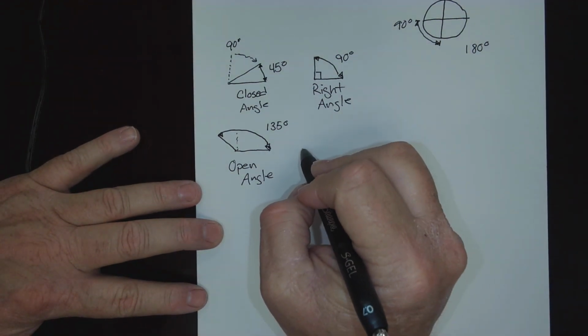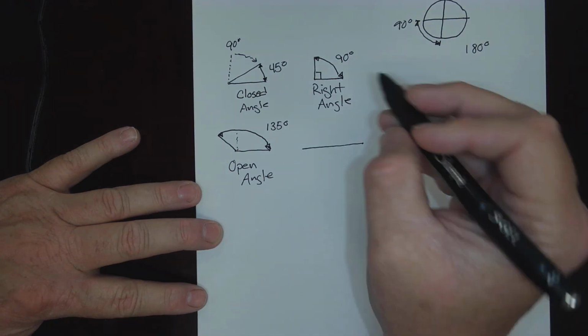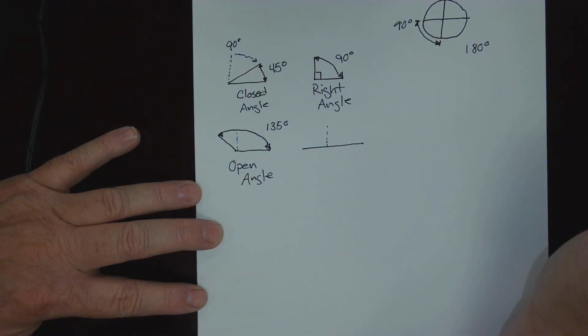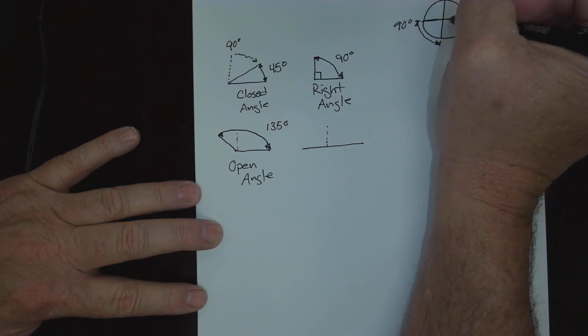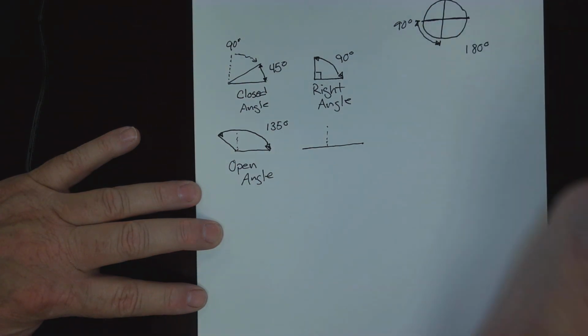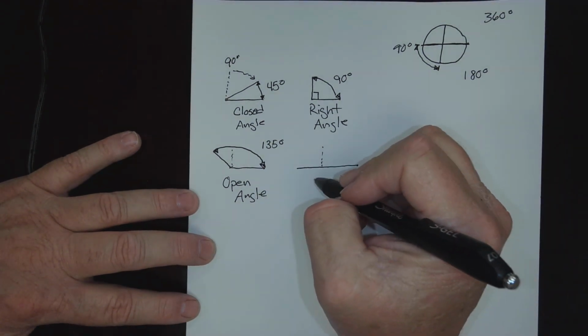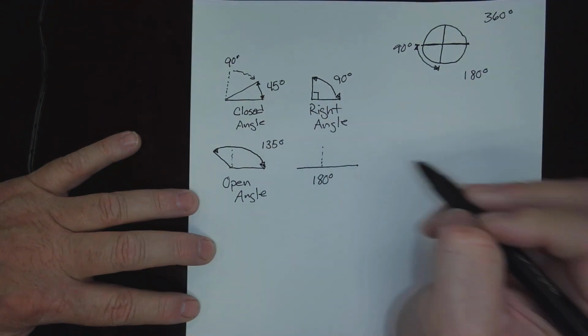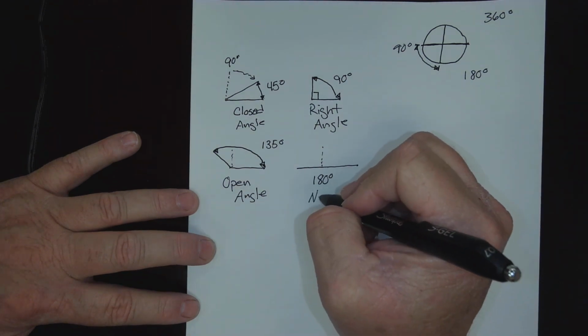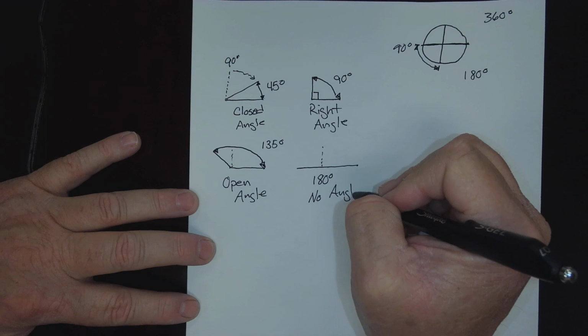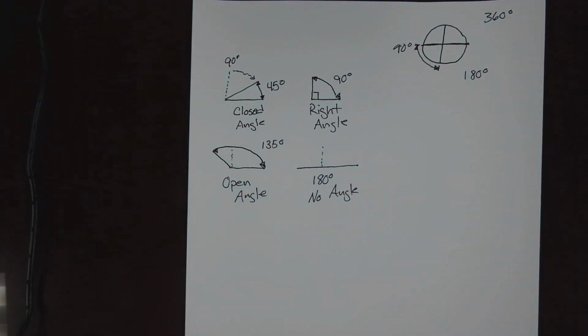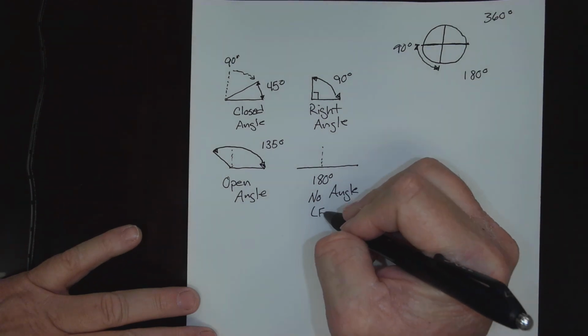Now there's one other thing I want you to observe. What if we just have a flat line, but there's no bend? Wouldn't that be the same as that portion of a circle up here? That would be 180 degrees, or no angle. For our intents and purposes, those would be the four options that we deal with when we're determining the degree of angle. It's either going to be open angle, closed angle, right angle, or no angle, also known as flat.